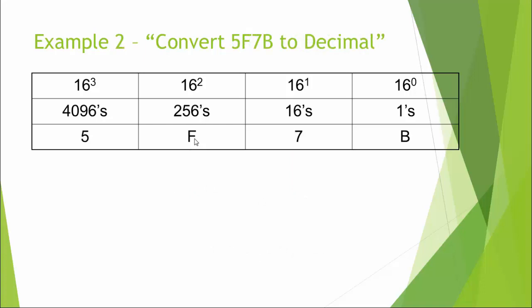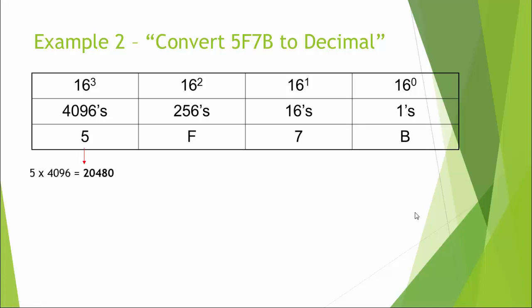Let's convert 5F7B to decimal. So the first step is to erase the previous pencil letters from the last problem we worked on, and then write 5F7B into the appropriate columns. And once we've done this, we just simply have to multiply. 5 times 4096, 15 times 256, 7 times 16, and B, or 11 times 1. Let's see if I got it right.